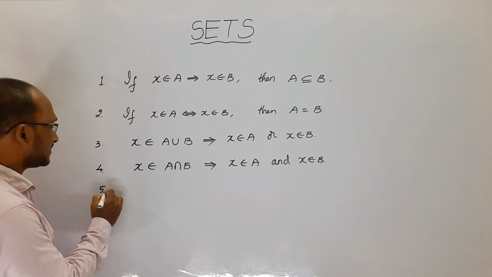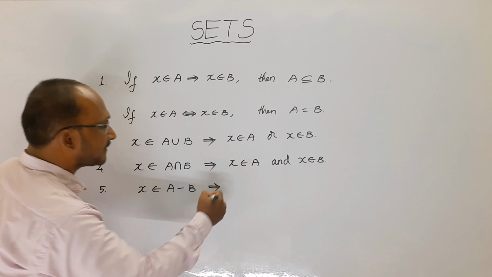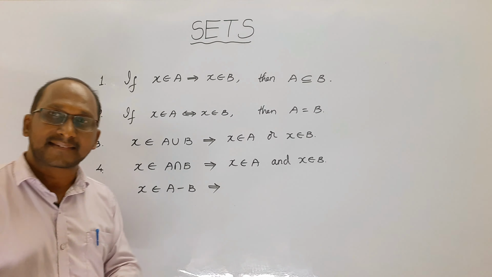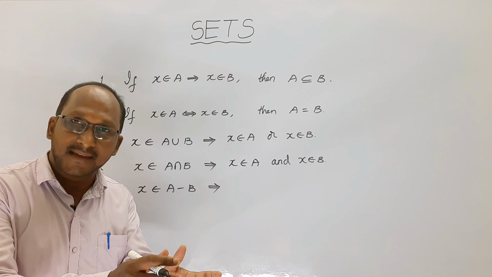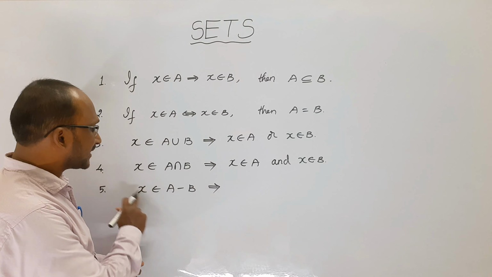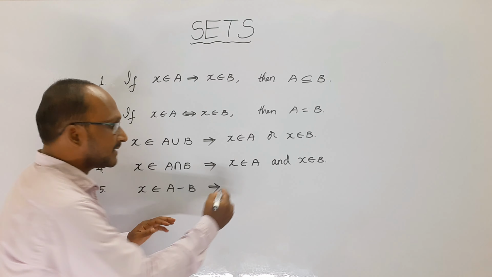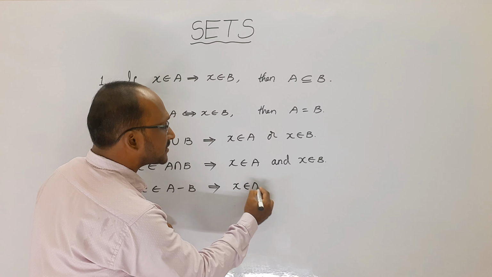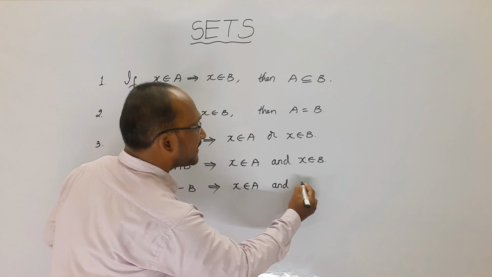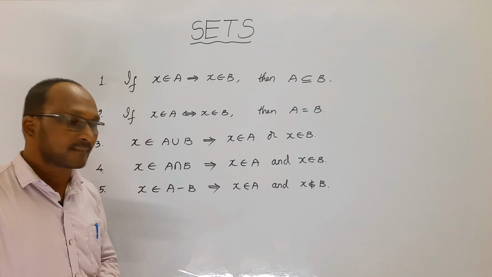And next one, x belongs to A minus B. So A minus B is the set of all the elements which belong to A but do not belong to B. That's why here whatever element you take in the set A minus B, we can say that x belongs to the first set A and x does not belong to the second set B.